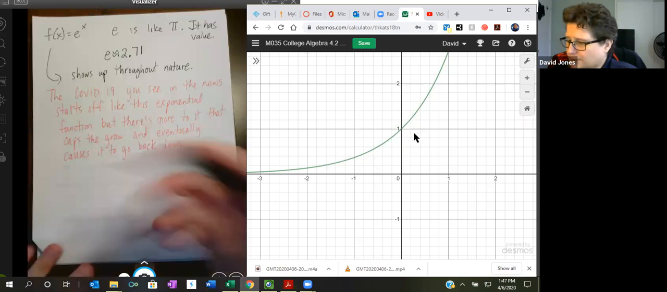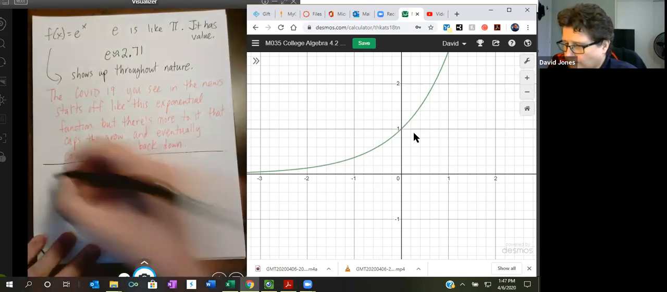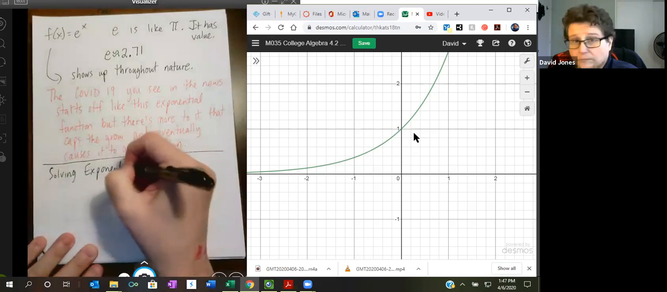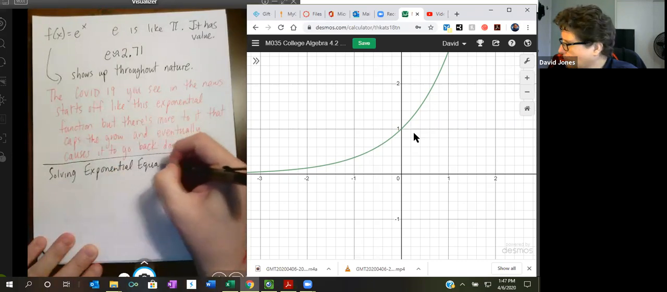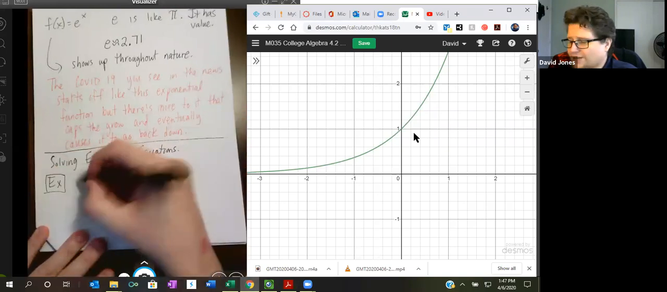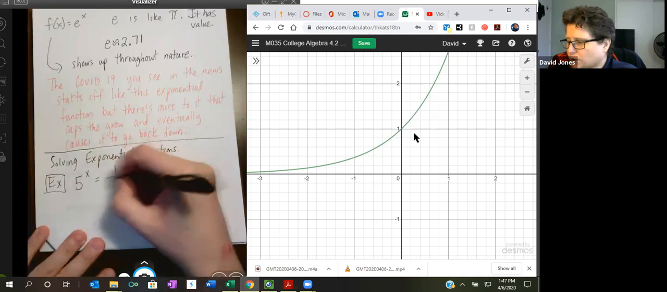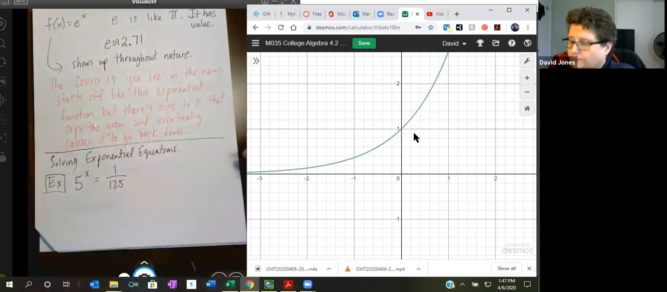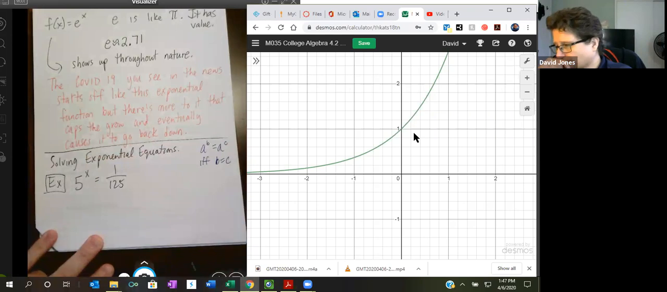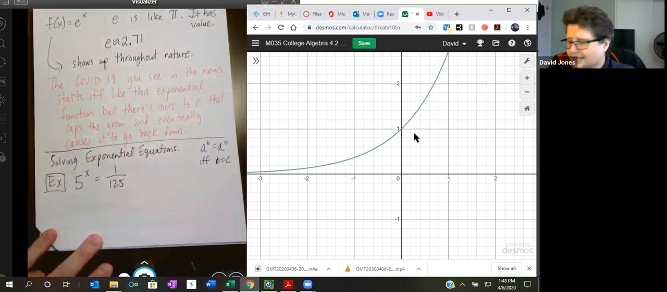So let's look at solving exponential equations. Example, let's just dive into it. 5 to the x power equals 1 over 125. The way to solve these goes back to a to the b equals a to the c if and only if b equals c. The idea is to write both sides with the same base.